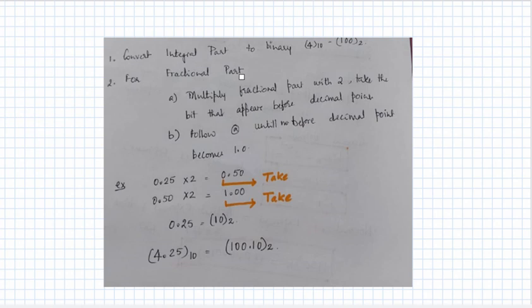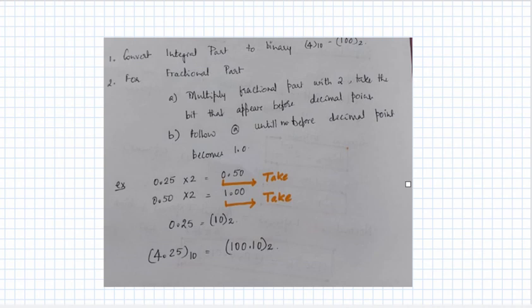Now for the fractional part, we multiply that fractional part by 2 and take the integral value that we get. This process is repeated until the value is 1.00, right? So 0.25 times 2 is 0.50, we take 0. Next, 0.50 times 2 is 1.00, we take 1. So the binary representation for 0.25 is 10 in base 2, or .10. So 4.25 is equal to 100.10.